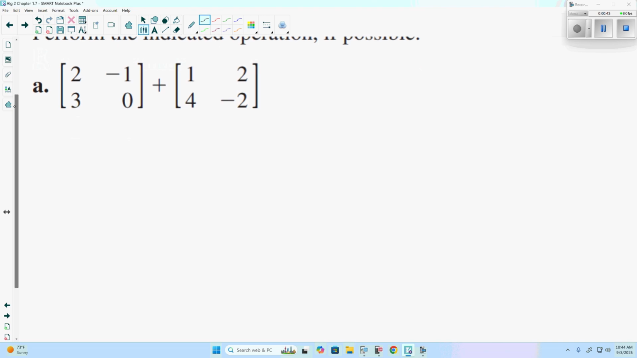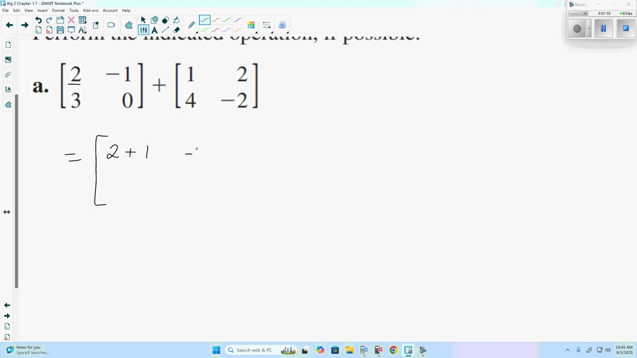Okay, so if we look at this here, our first matrix, what are the dimensions of it? 2 by 2, yes? The second matrix, what are its dimensions? Are the dimensions the same? Yes. So that means we can add these, and we're going to add the corresponding elements. If we look at the first matrix, the top left element is 2. And we're going to add to it the corresponding element. So in the top left would be 1.